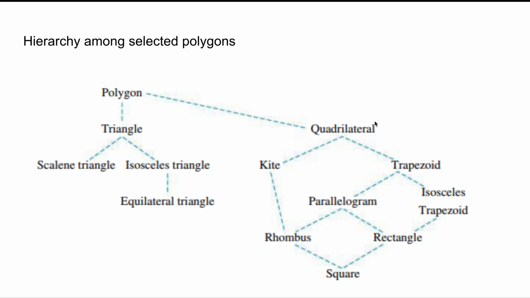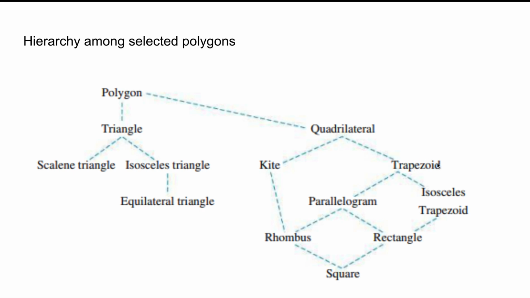In quadrilaterals, you can have either a kite or a trapezoid. So what is a kite? A kite has two pairs of adjacent sides that are congruent. If you have at least one pair of parallel sides, we call that a trapezoid.